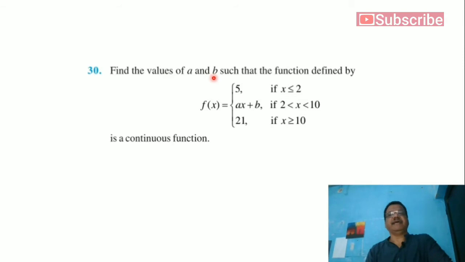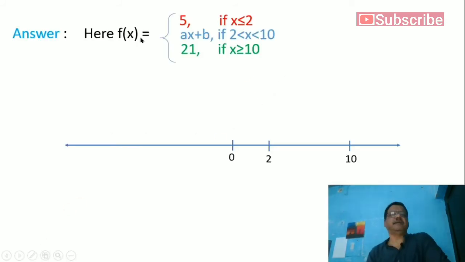Find the values of a and b such that the function defined by f(x) is equal to 5 if x is less than or equal to 2, ax plus b if 2 is less than x less than 10, and then 21 if x is greater than or equal to 10, is a continuous function. That means you are given that the function is continuous, and with this information we have to find the values of a and b. Here these two arbitrary constants are there in the question. So let us start. Here f(x) is this, and whatever is given in the question.